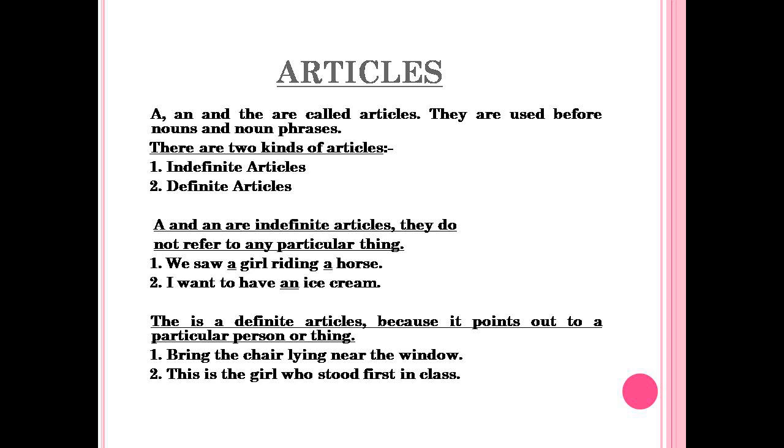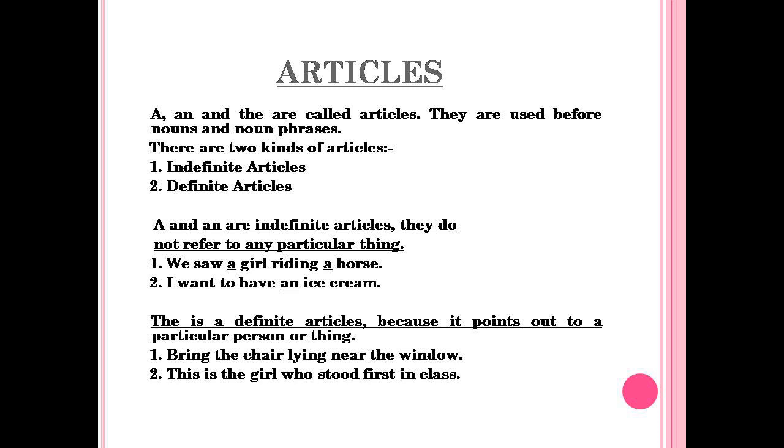A and an are indefinite articles. They do not refer to any particular thing. These 2 articles do not refer to any particular noun or any particular thing. For example, we saw a girl riding a horse. Any girl and any horse, not a particular one. So we saw a girl riding a horse.